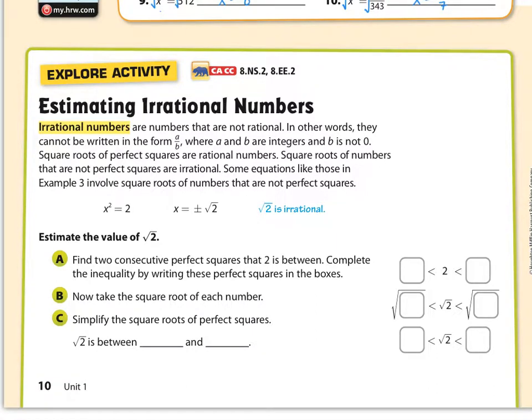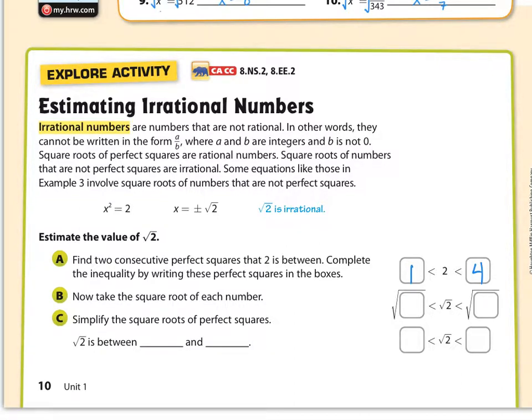So when we do something like estimate the value of the square root of 2, you follow these steps here. Okay, so I'm going to fill in some of the blanks for you. You can review this on your own on how exactly this works. But we're going to find 2 consecutive perfect squares that 2 is between. So if you remember, my perfect squares are 1, 4, 9, 16, 25, 36, 49, and so on and so on. But 2 is in between the perfect squares 1 and 4. Right? 2 is a pretty small number.